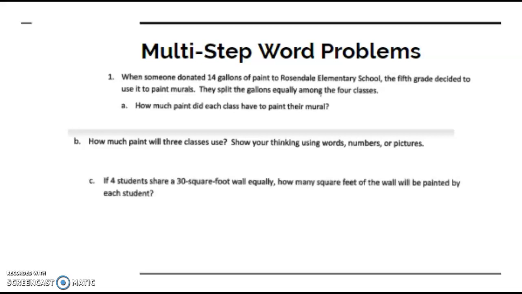If 4 students share a 30-foot wall equally, how many square feet of the wall will be painted by each student? And lastly, what fraction of the wall will each student paint?